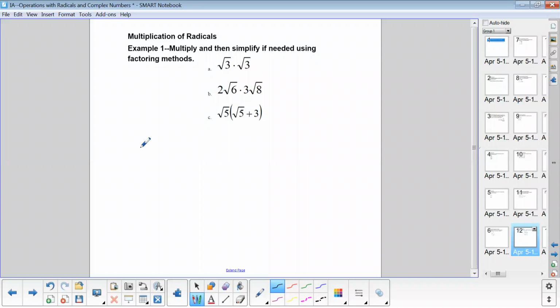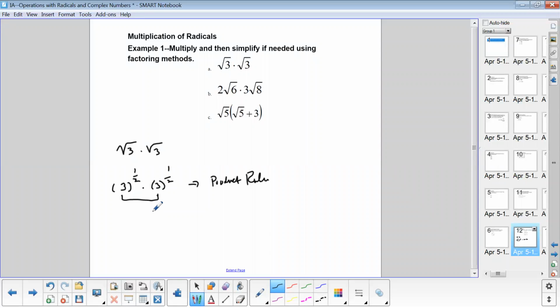This is part 2 of the video series on operations with radicals and complex numbers, and we'll pick up where we're multiplying radicals. The square root of 3 times the square root of 3 is the same as 3 to the 1/2 power times 3 to the 1/2 power. This allows you to bring in the product rule if you look at it from the view of rational exponents.